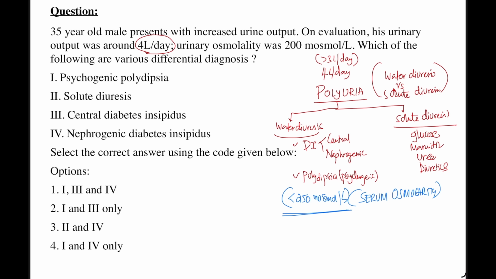The opposite is true: urine volume is high and urine osmolality is also high. That means it is more than 300 milliosmoles per liter. Then we are looking at solute diuresis.